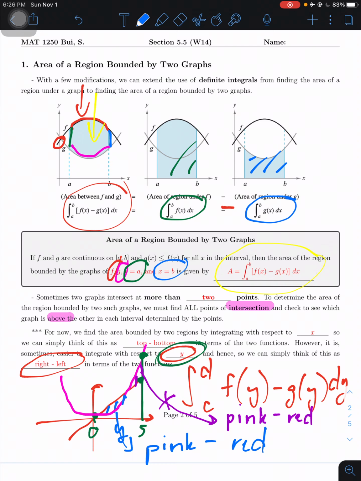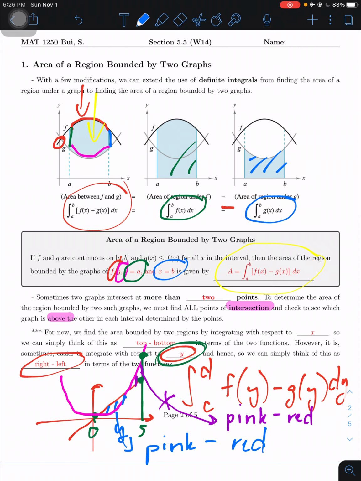It really depends on the position of the functions. If it's not obvious to see, like the purple one in here, then you can switch variables and change it back to top minus bottom. But in general, if it's common, like the blue area in here, then you can think of it as top minus bottom or right minus left. It really doesn't matter, because the results should be the same.